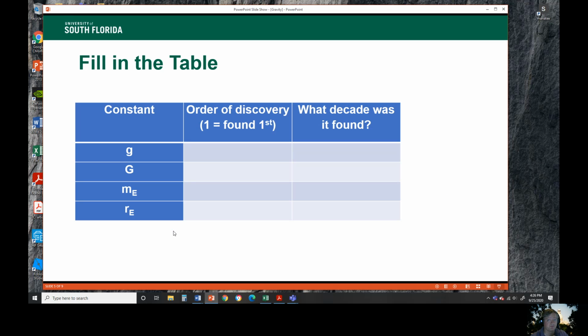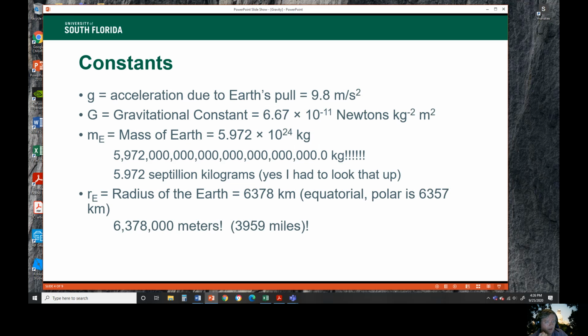So here's a question. I want you to pause the video after I ask you this question. You saw that equation. There's 4 different things. What do you think was discovered first? Was it the acceleration due to the Earth's pull? Was it this big gravitational constant? Was it the mass of the Earth? Was it the radius of the Earth?